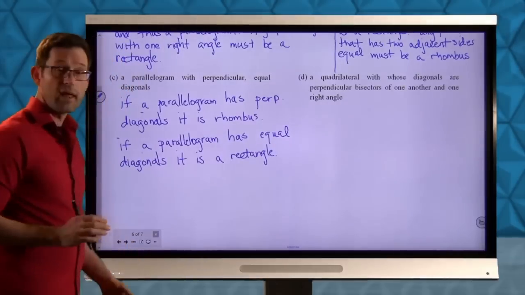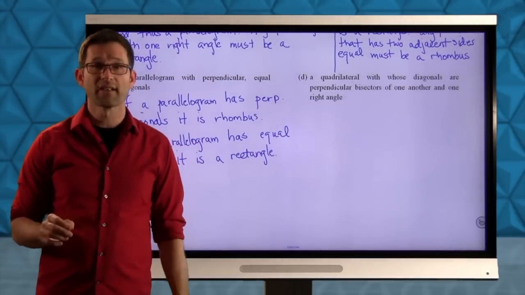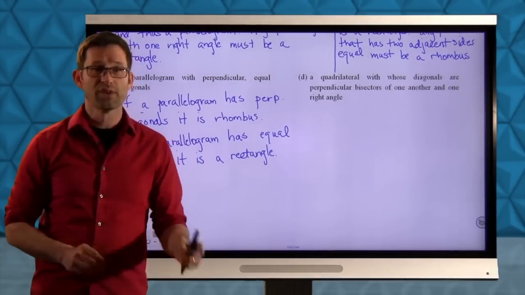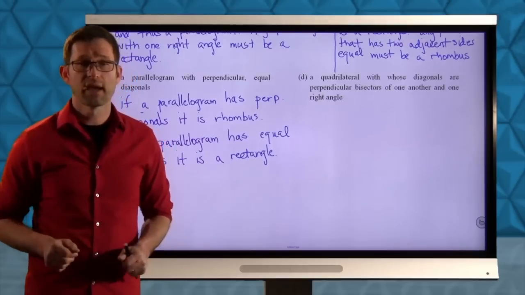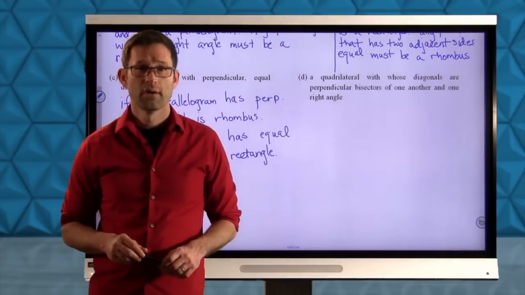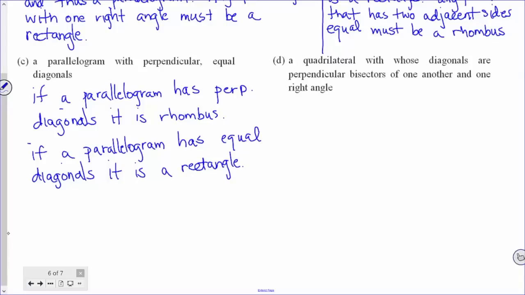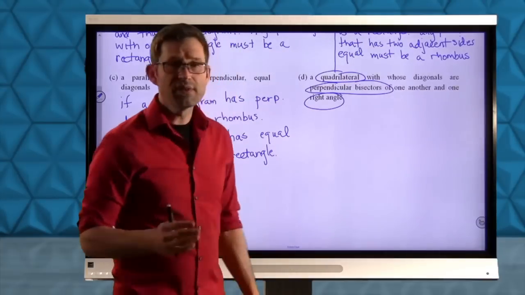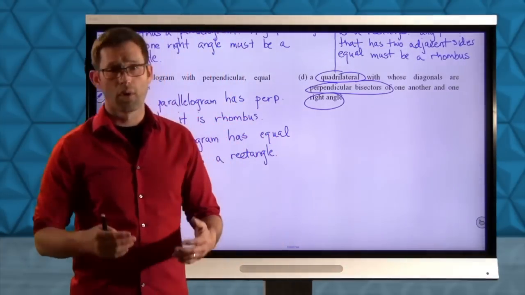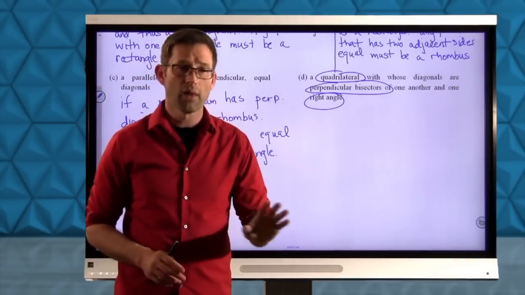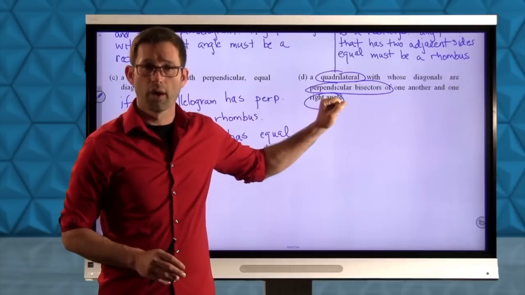Okay. And again, that's the key. Notice in each one of these, we come back to the fact that it's a rectangle for this reason, it's a rhombus for that reason. Put a rectangle and a rhombus together, and you have a square. All right, last one, letter D. A quadrilateral whose diagonals are perpendicular bisectors of one another, and one right angle. Okay? And this one requires a little bit more work, all right? Because we're not starting with a parallelogram, we're starting just with a generic quadrilateral.